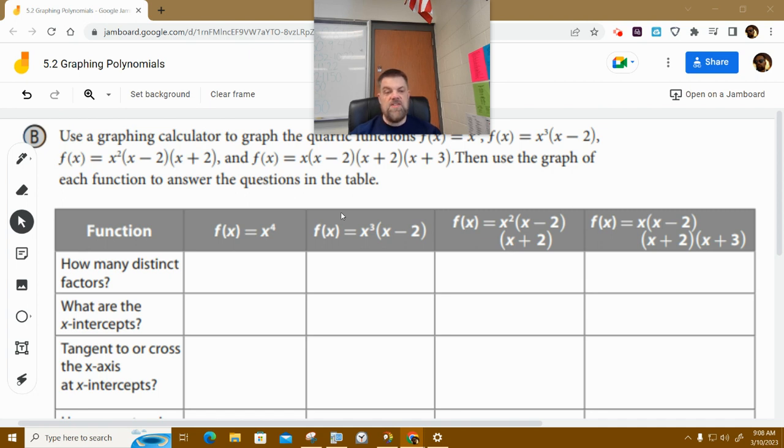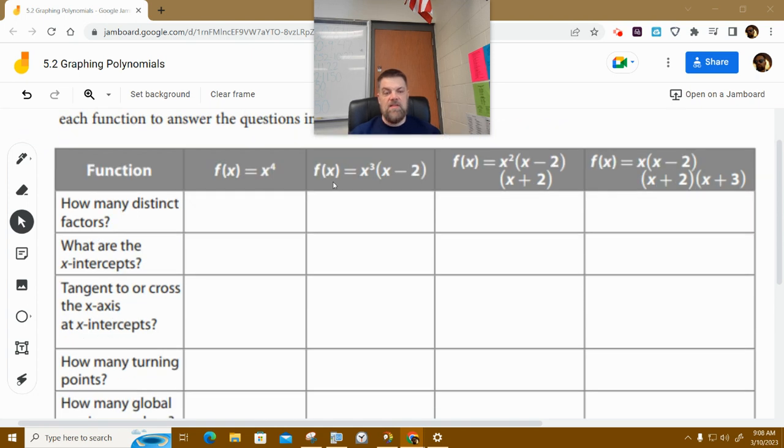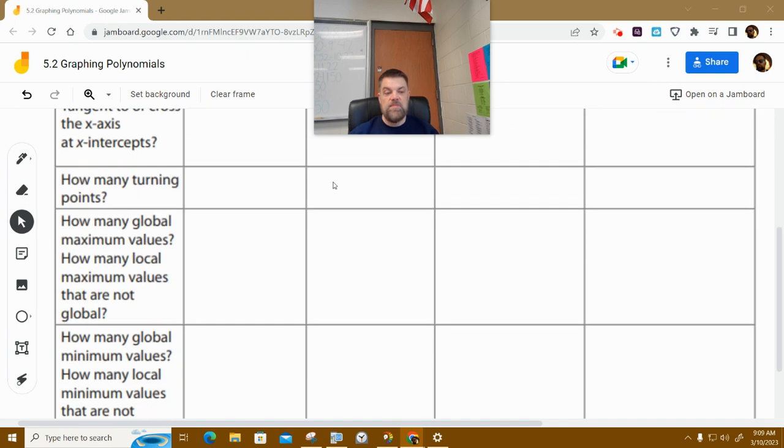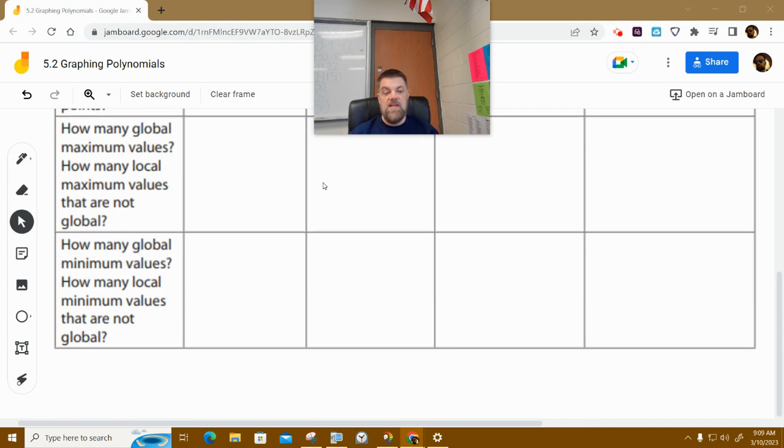Okay. So the first thing, basically, we're going to look at how many distinct factors there are. We're going to look at the x-intercepts. We're going to look at whether the x-intercepts are tangent or cross the x-axis. Again, we're going to look at how many turning points, global maxes and mins, just like before. Global and local max and mins.